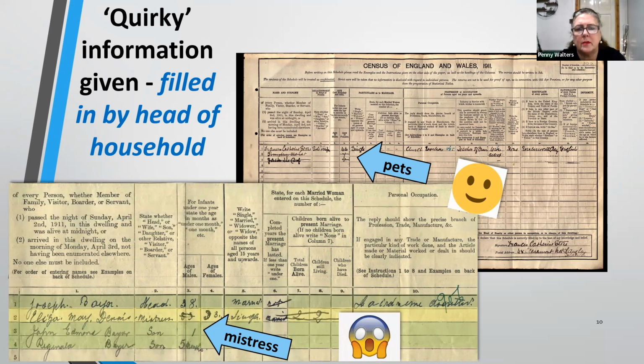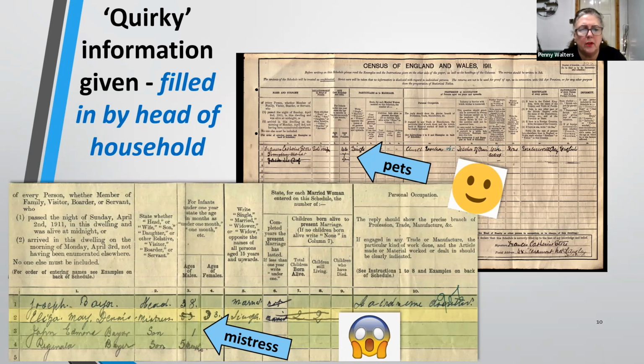The enumerator was irritated with this and has crossed it out, but we can still see the name and sex and age of the cat and the dog. So that's kind of cute. On the bottom, we've got her signature and the address.